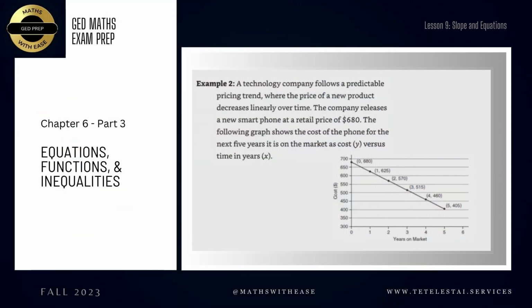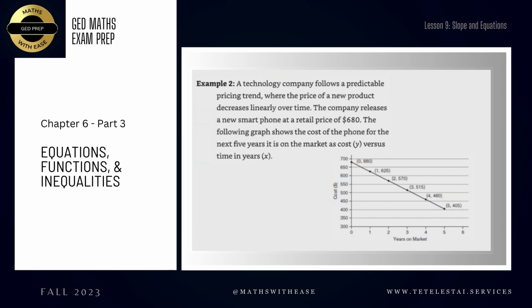A technology company follows a predictable pricing trend where the price of a new product decreases linearly over time. The company releases a new smartphone at a retail price of $680. The following graph shows the cost of the phone for the next 5 years it is on the market, as cost is represented by y versus time in years, which is represented by x.